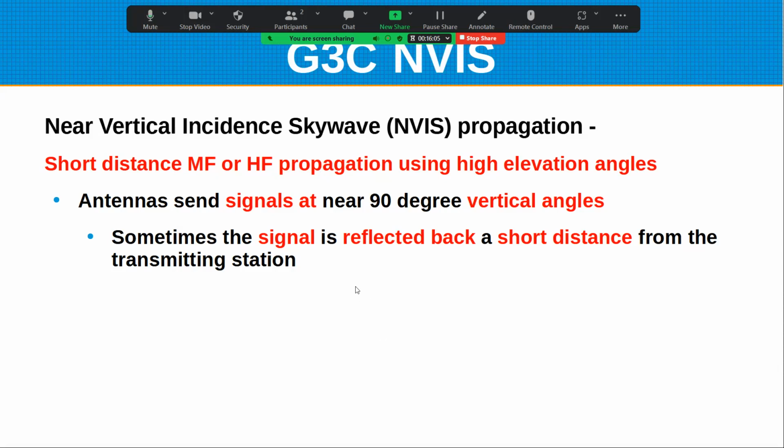It says sometimes the signal's reflected back. I guess it's not always reflected back, right? Depends on the conditions of the ionosphere, and what you're using. Right.